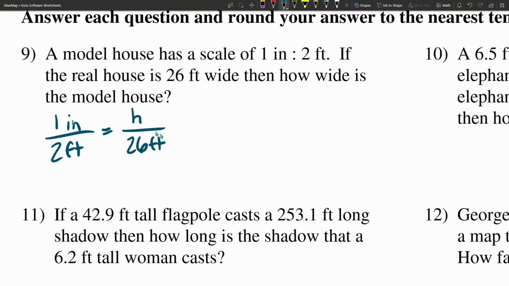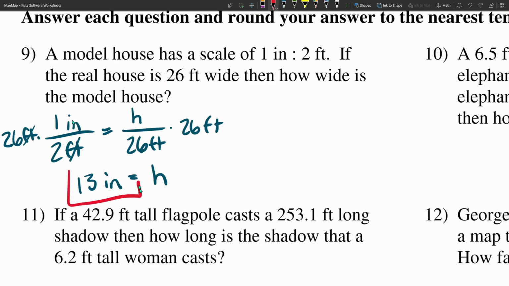One-step equation, I'm just going to multiply both sides by 26 feet. And the nice thing about this problem is, look at that numerator. That numerator is 1. So I'm going to have 1 times 26, which is 26. So all I'm doing is 26 divided by 2, which is going to give me 13. And notice, that's going to be 13 inches. So 13 inches is equal to h. And remember, our variable h is how wide that model house actually is. So 13 inches is our solution for number 9.